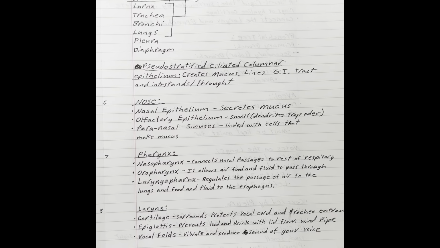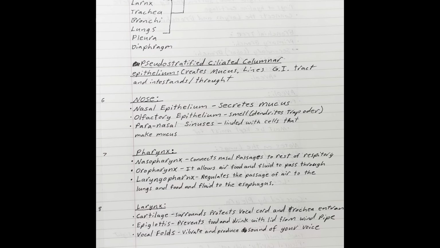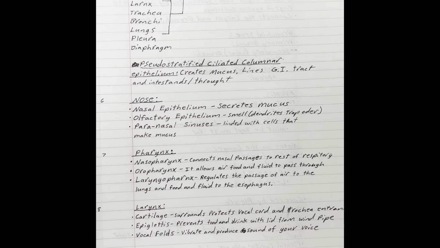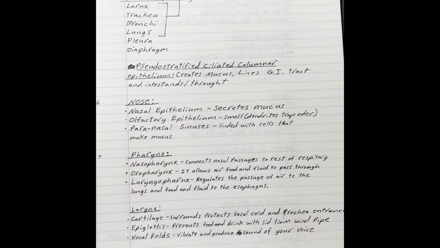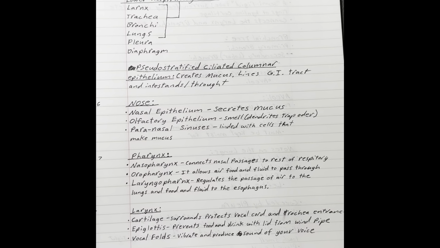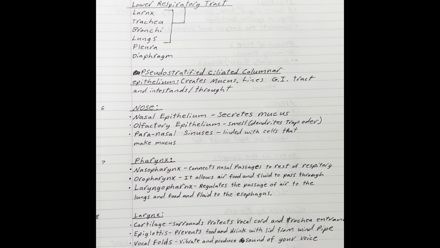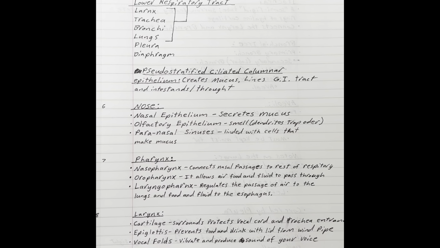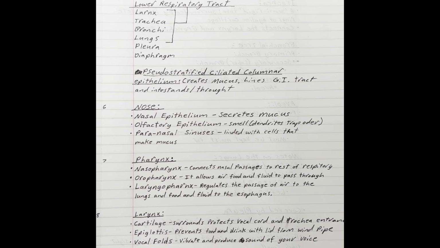Larynx: cartilage, epiglottis, vocal folds. Cartilage surrounds and protects the vocal cords and trachea entrance.